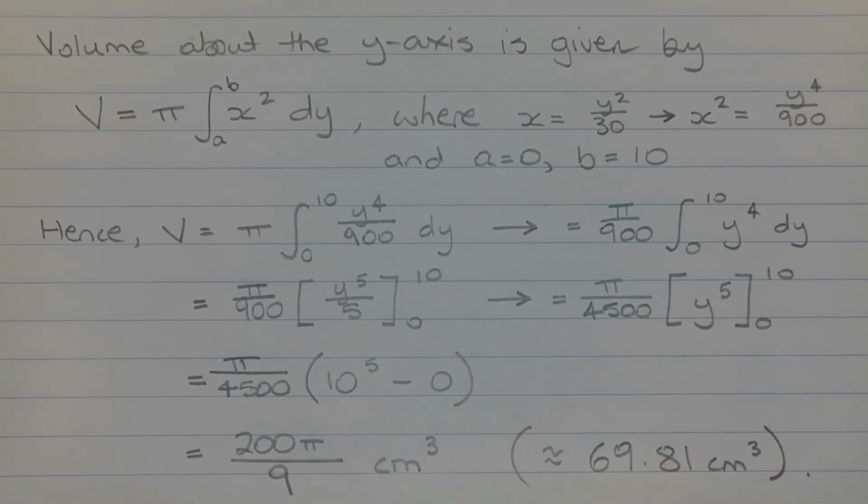Applying the limits of integration, we get pi over 4,500 times open bracket 10 to the power of 5 minus 0 close bracket. And that evaluates to 200 pi over 9 cubic centimeters in exact form, which is approximately 69.81 cubic centimeters, correct to 2 decimal places.